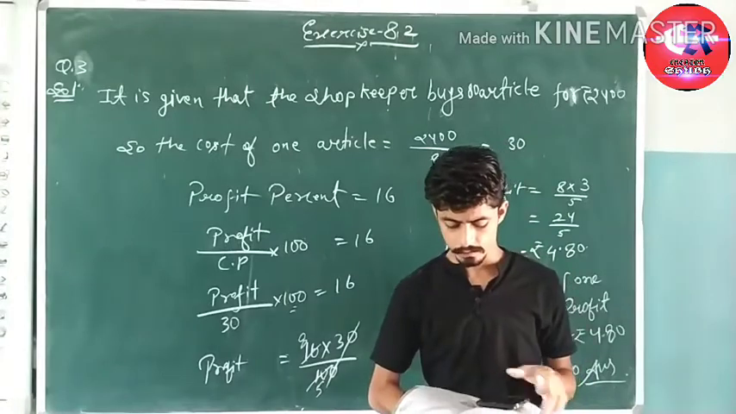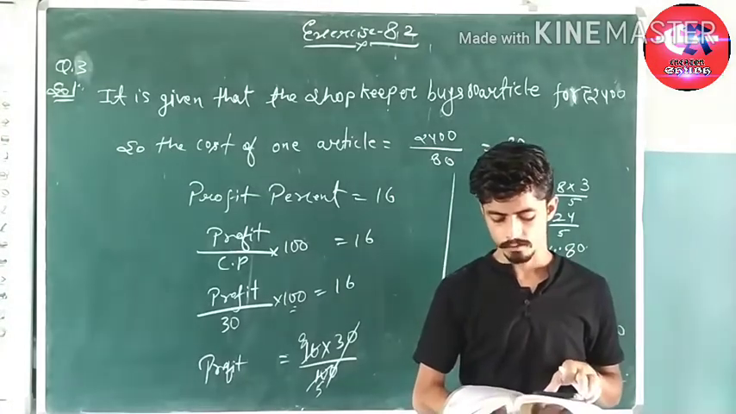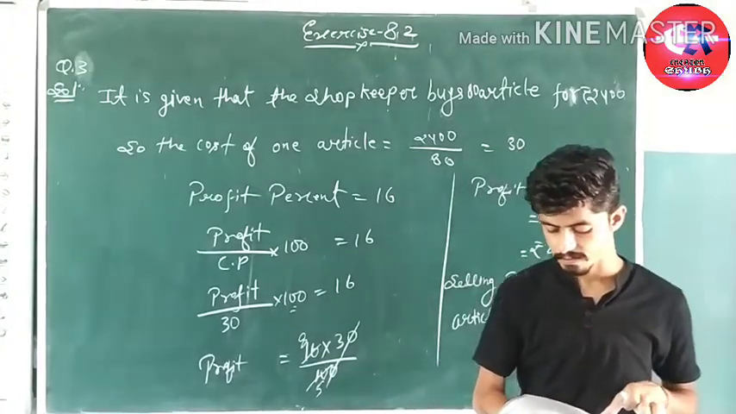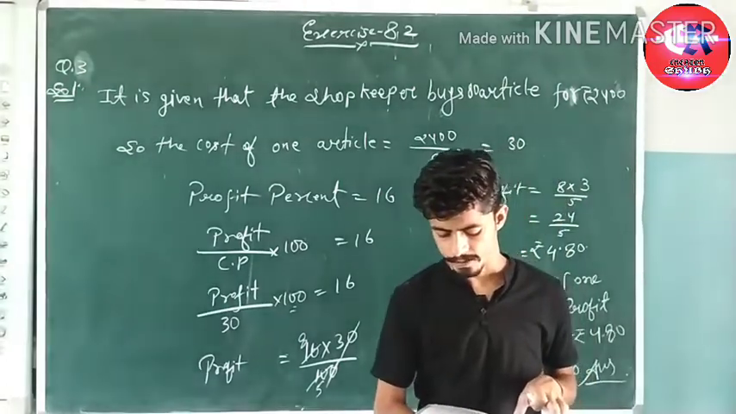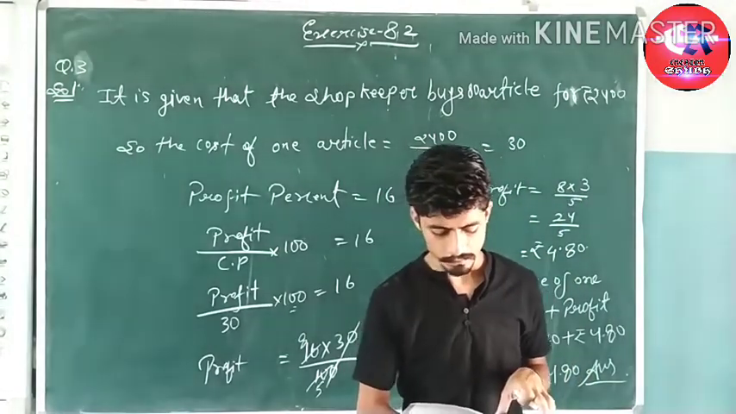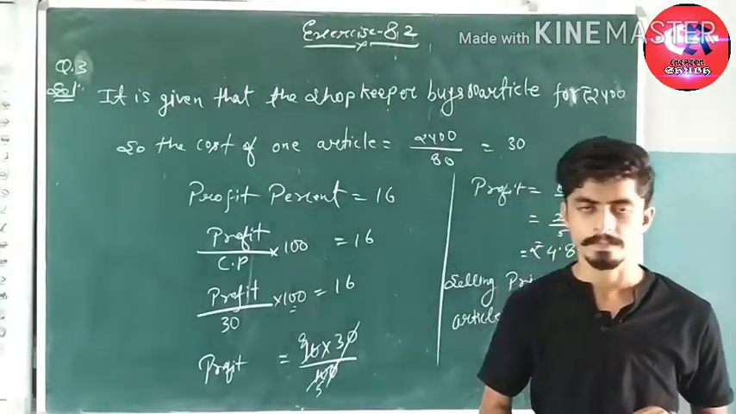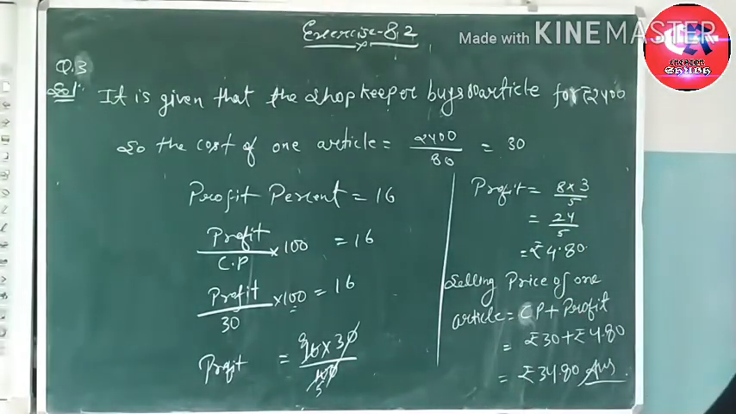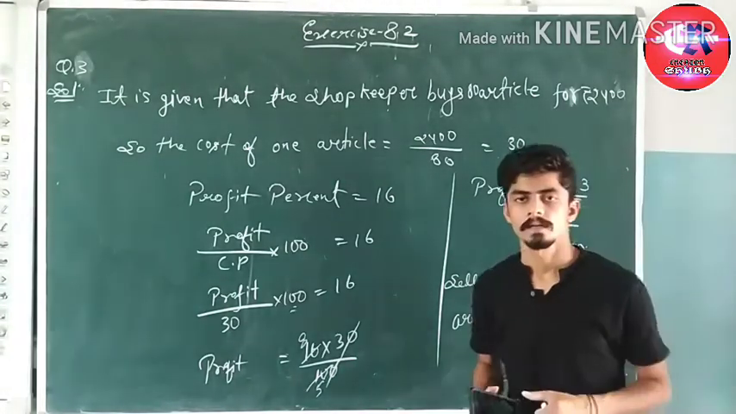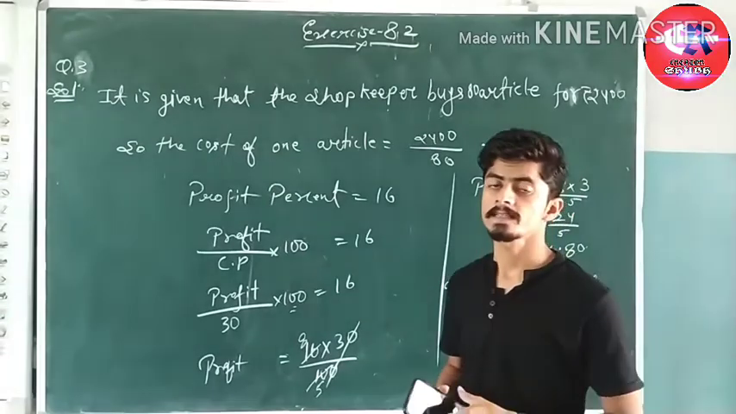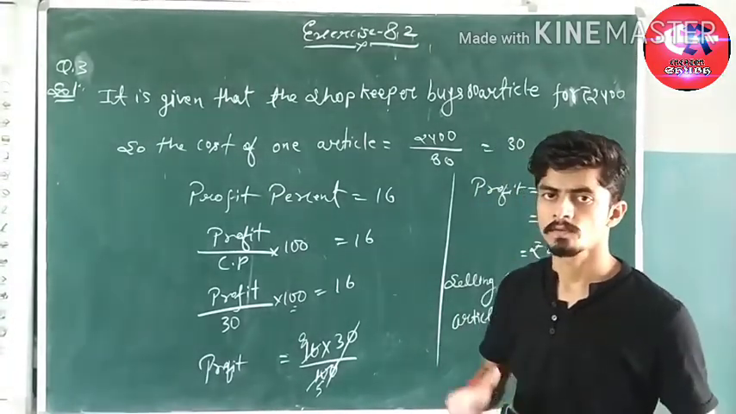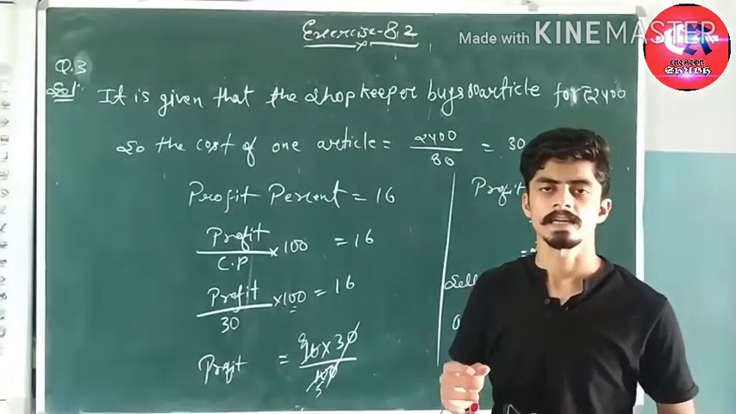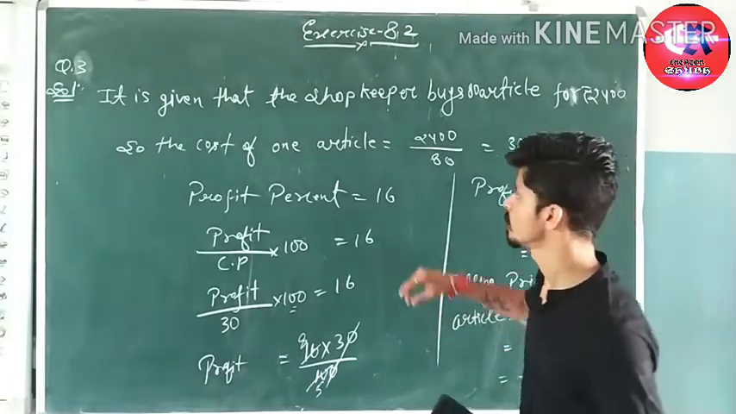So the next question is question number 3. A shopkeeper buys 80 articles for rupees 2,400 and sells them for a profit of 16%. Find the selling price of one article. That means the cost price of 80 articles is given as 2,400. So we have to find the selling price of one article.